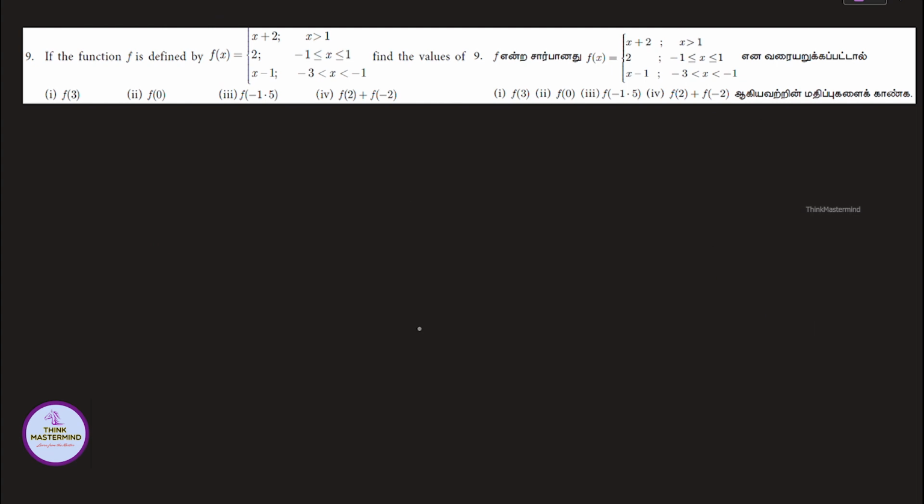Ninth problem in exercise 1.4. Given that f of x is equal to x plus 2 when x is greater than 1, and f of x is equal to 2 in the interval minus 1 to plus 1, and x minus 1 in the interval minus 3 to minus 1. Represent on the real line.